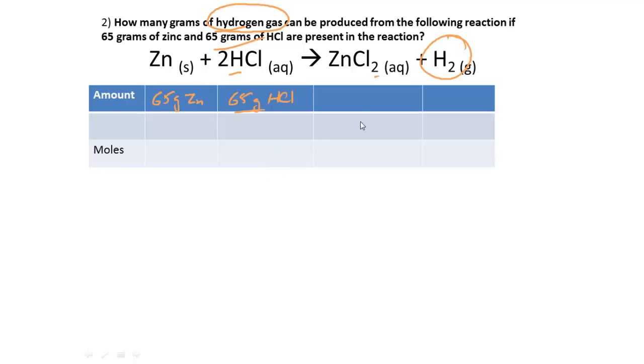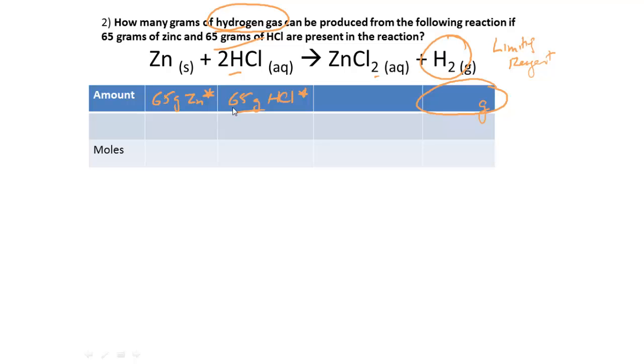All right, cool. And we want to know how much H2 we can produce in this reaction in terms of grams. Okay, well, we're given two things. So this looks to me like a limiting reagent type problem, or a limiting reactant type problem, because we have two amounts and we're not sure which one's going to run out first, right?